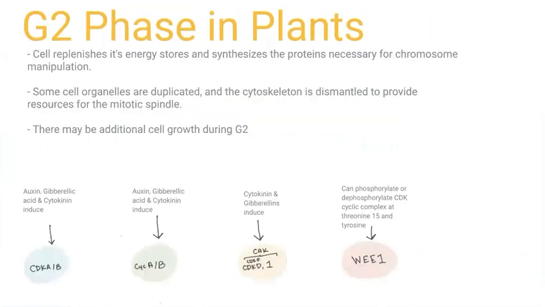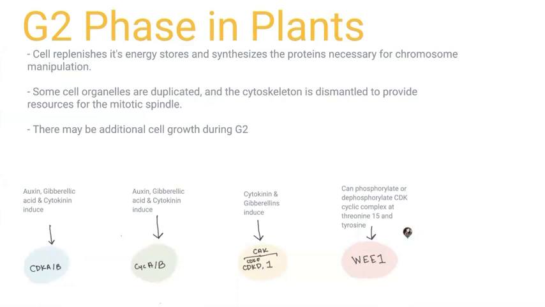So in the G2 phase in plants, we have the cells replenishing energy storage and synthesizing proteins and organelles necessary for the next phase, which is mitosis, and the cell can also grow additionally. I'm going to mention the key factors in the G2 transition to M phase: CDK A and B, cyclin A and B, and a molecule known as CAK, which is a combination of CDKD and CDKF, so two CDKs. And again, the molecule we talked about in the last slide was WEE1.